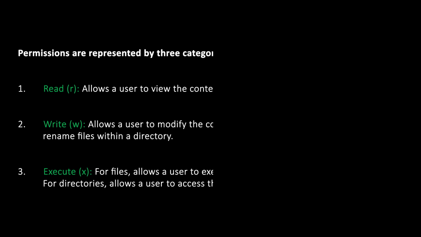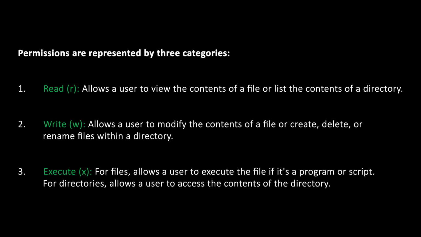Permissions are represented by three categories: read, write, and execute. Read allows a user to view the contents of a file or list the contents of a directory. Write allows a user to modify the contents of a file or create, delete, or rename files within a directory. Execute, for files, allows a user to execute the file if it's a program or script. For directories, it allows a user to access the contents of the directory.